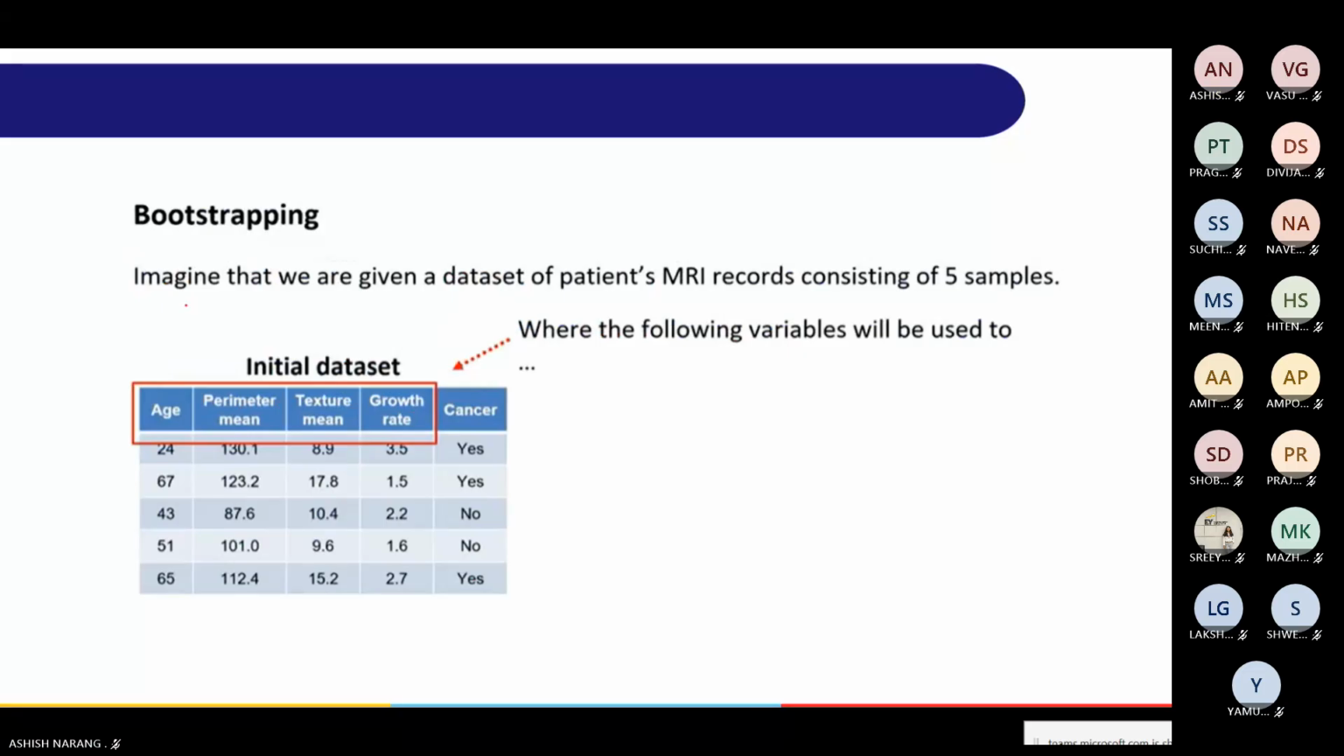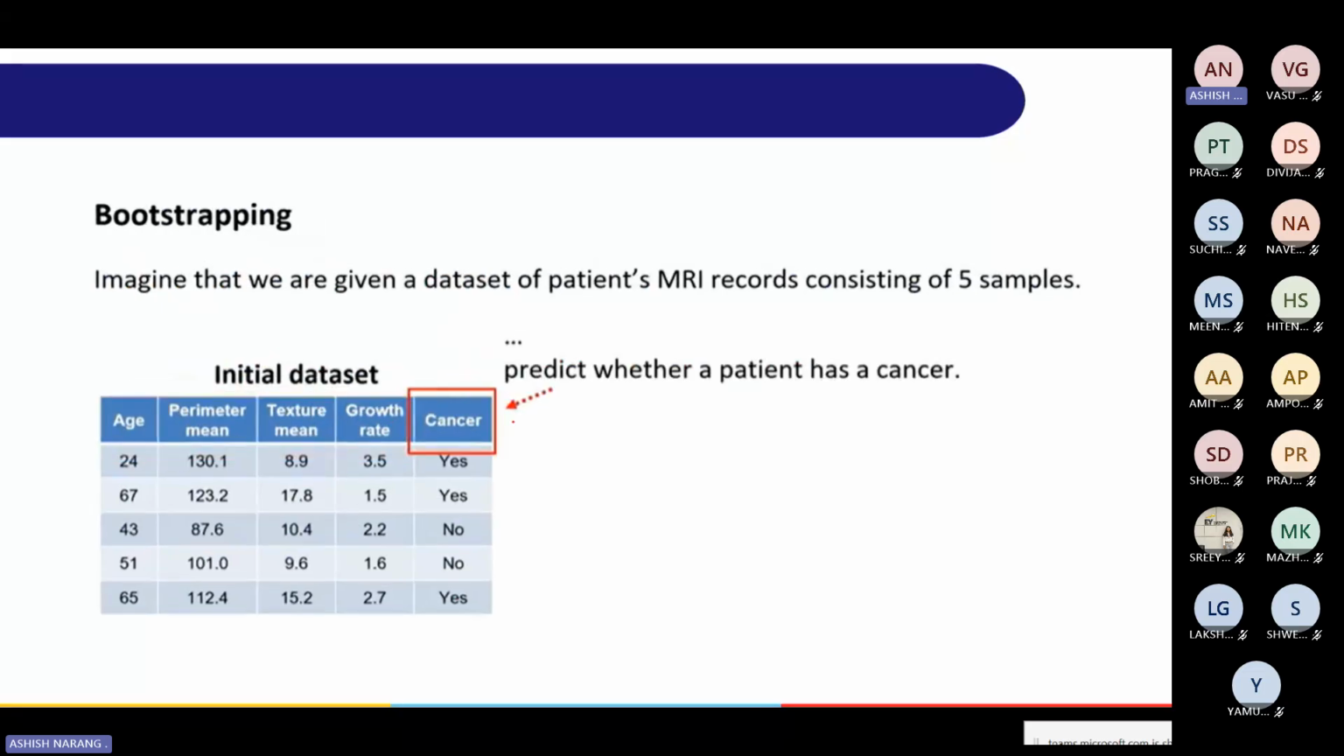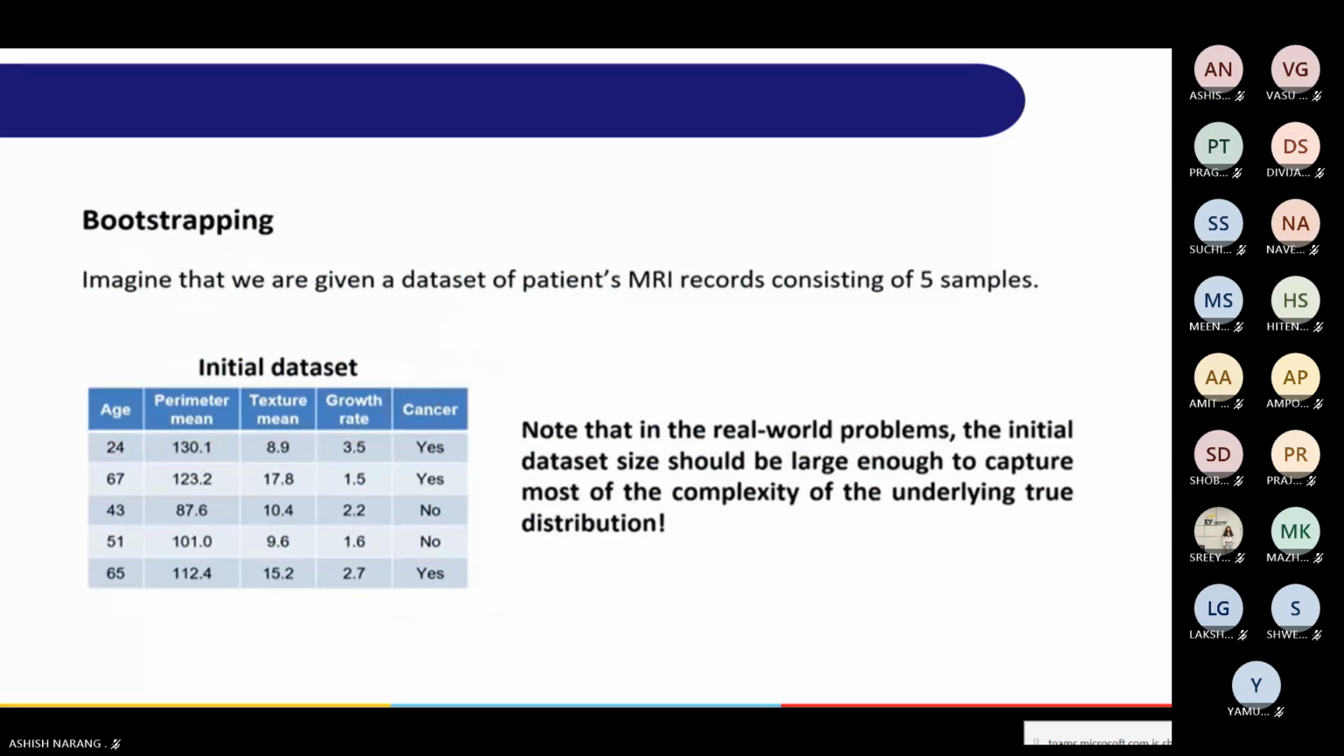Look at this. Again, 5 records. This is the initial data set. These are the 4 variables that are used, and this is the predicted variable, whether that person has this particular disease or not. This is just for an example's sake. In real world problems, the initial data size should be large enough to capture most of the complexity of the underlying true distribution. These are only 5 records.